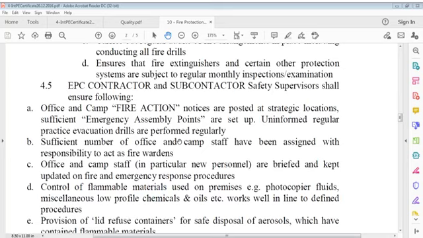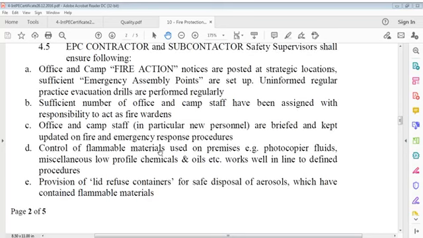So here is a very important point. EPC contractor and subcontractor safety supervisors shall ensure what? In connection with fire, office and camp fire action notices are posted at suitable locations. Sufficient emergency assembly points are set up. Uniform regular practice evacuation drills are performed, not unplanned, just sounding the alarm and letting people come back. Sufficient numbers of office and camp staff are assigned responsibility to act as fire wardens. Office and camp staff, in particular new personnel, are briefed and kept updated on fire and emergency response procedures.